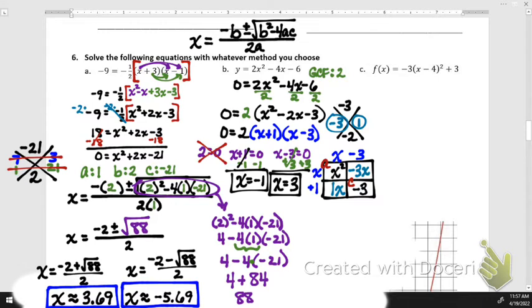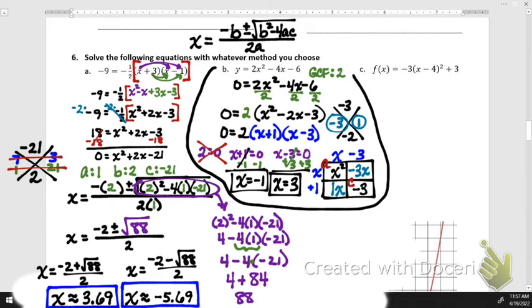Part C. Wait, so that's it? That's it. We are done. Put a circle around that one. This one over here, I want to solve it, so it needs to be equal to 0.